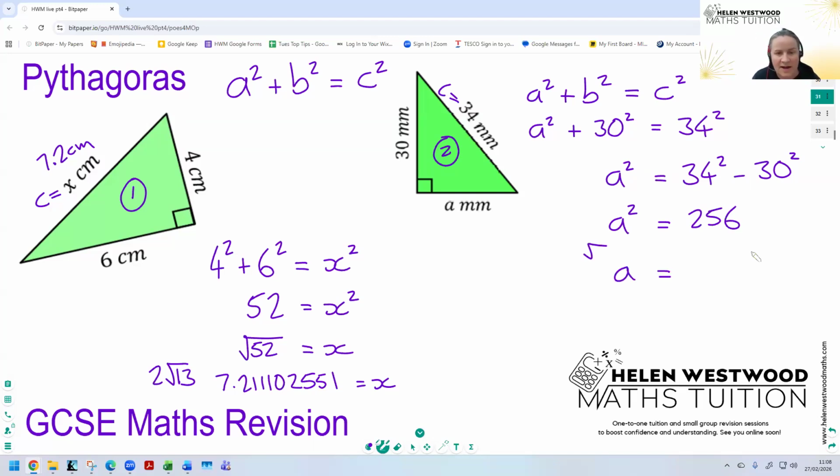And then a similar final step to before, we want to work out the square root of that, which gives us a value of a of 16 millimetres. Now, of course, when we're working out the hypotenuse, we're always expecting to have an answer that's the longest side. So always good to ask ourselves, is my answer reasonable? Is my answer what I'm expecting?